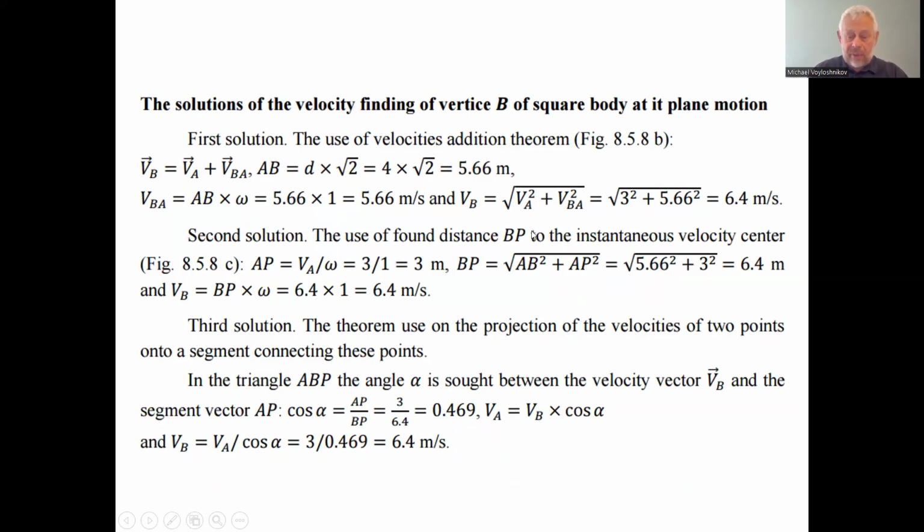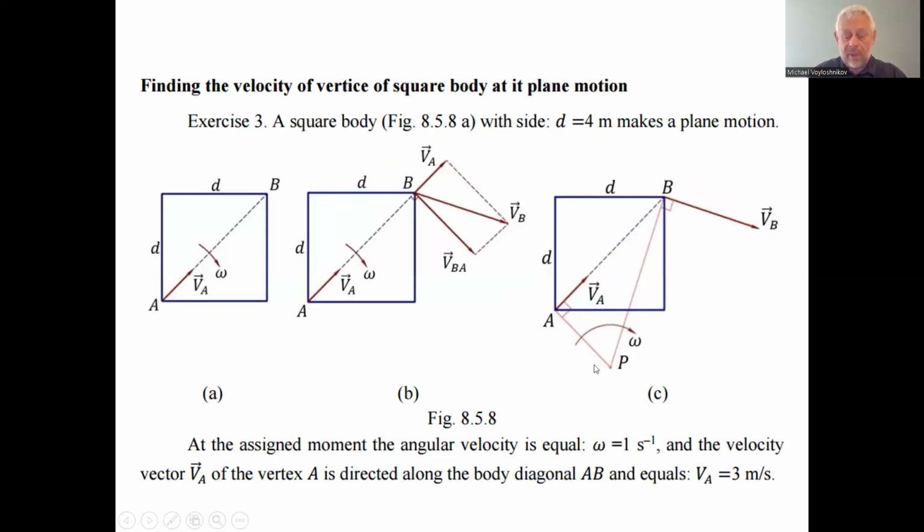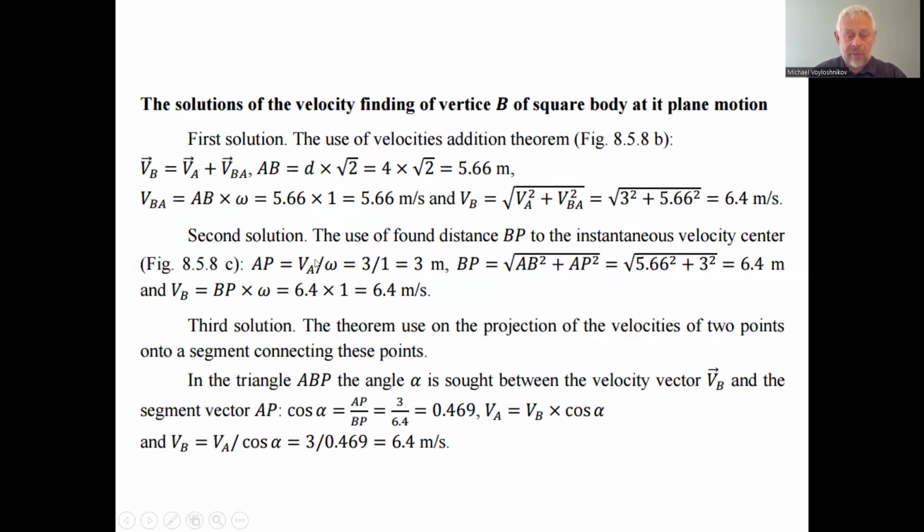Second solution, the use of the found distance to the instantaneous velocity center. First we can find the radius between the point A and the point P, this distance AP. AP is equal to the translational velocity VA, 3, divided by omega, 1, equal to 3 meters. BP is equal to the square root of 5.66 meters, which is the AB size, squared plus AP, 3 meters, squared.